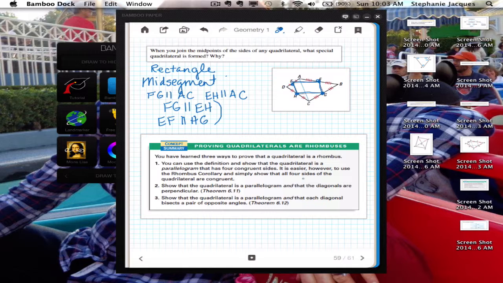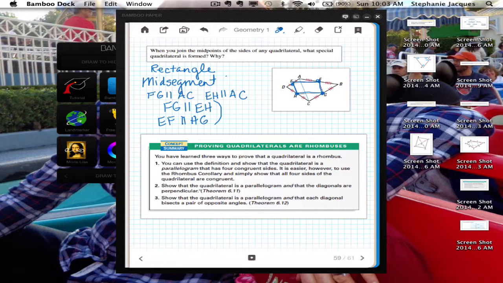Some ways to prove quadrilaterals are rhombuses. So let's go through each one. Number one says you can use the definition and show that the quadrilateral is a parallelogram that has 4 congruent sides. It is easier, however, to use the rhombus corollary and simply show that all 4 sides of the quadrilateral are congruent. So either way, you can just say that the 4 sides are congruent, or you can use the definition to show they're congruent.